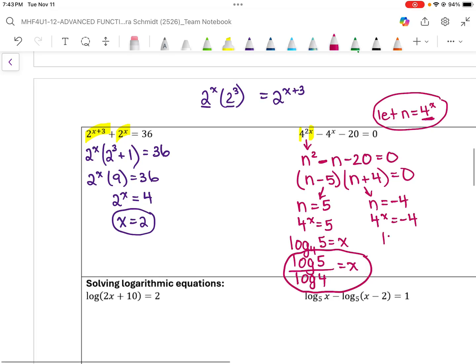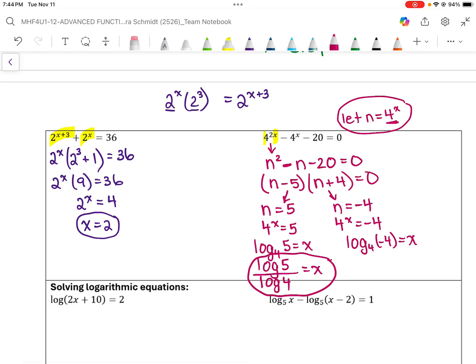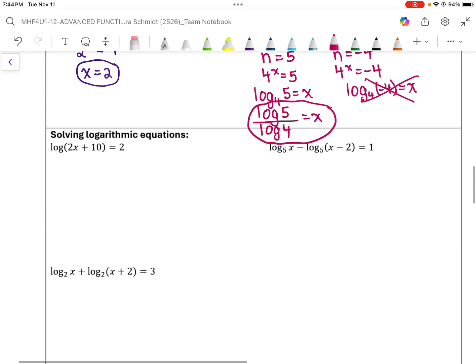This one, 4 to the power of x equals negative 4, that's not possible. If I switch that into log form, log base 4 of negative 4 equals x. If you try to evaluate a negative argument there, like log negative 4 divided by log 4, you cannot. And that makes sense, right? Because 4 to the power of anything is never going to give you negative 4. So you can't do it. It's inadmissible or erroneous, so you can just leave that out. So that would be our only answer. Okay, that's our exponential ones.